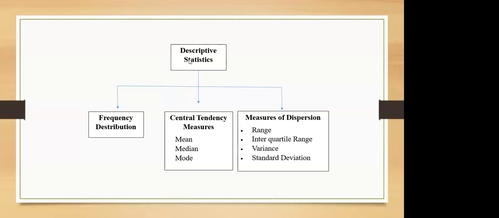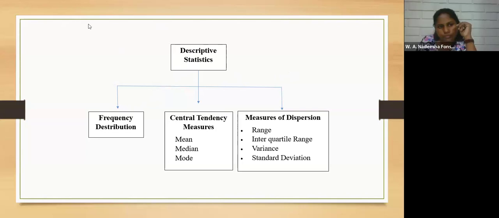So in descriptive statistics, there are three main parts: frequency distribution, central tendency measures, and measures of dispersion. Today we only discuss frequency distribution. That is the basic foundation for descriptive statistics. So today I lay that foundation.